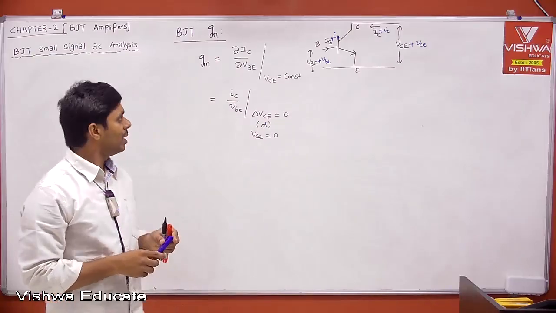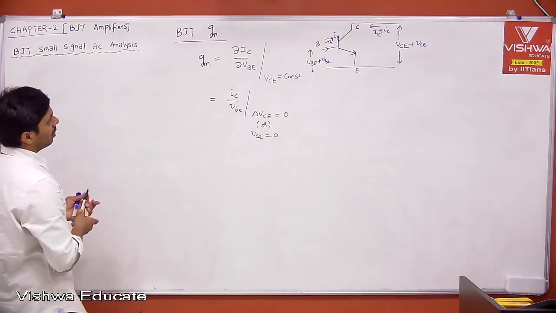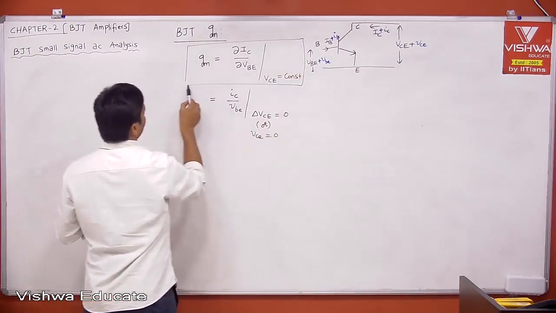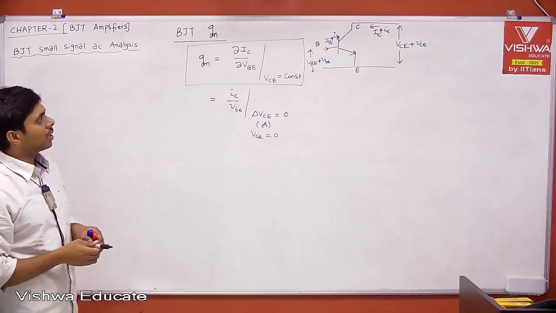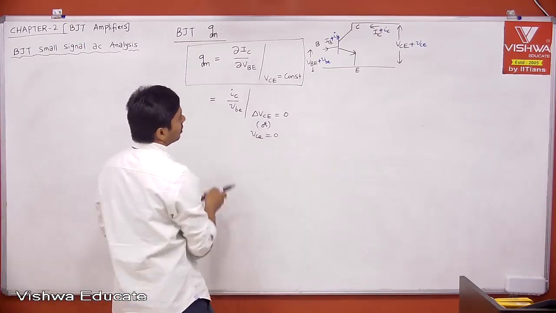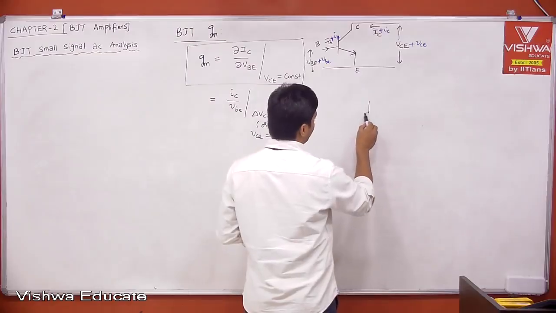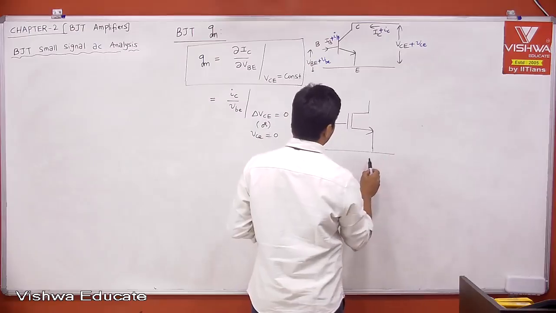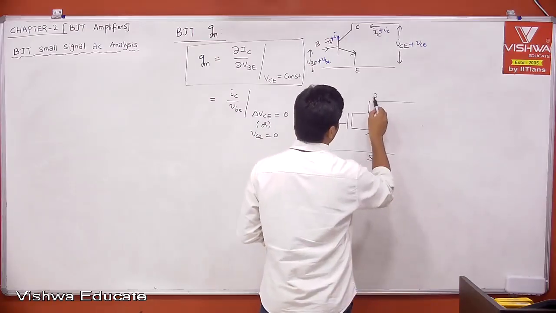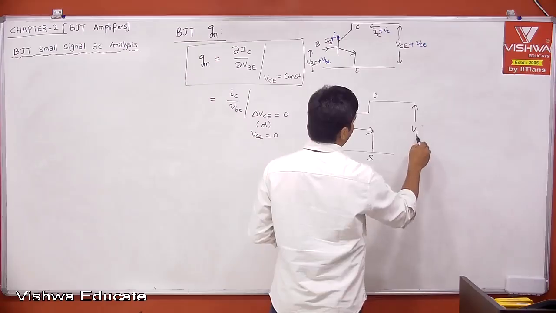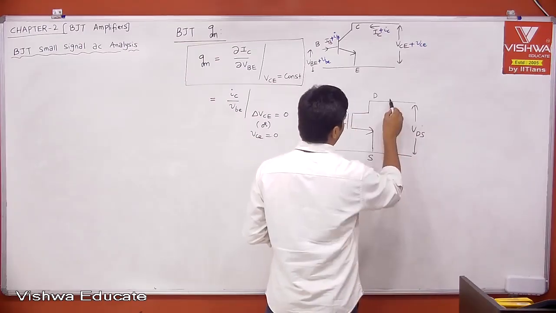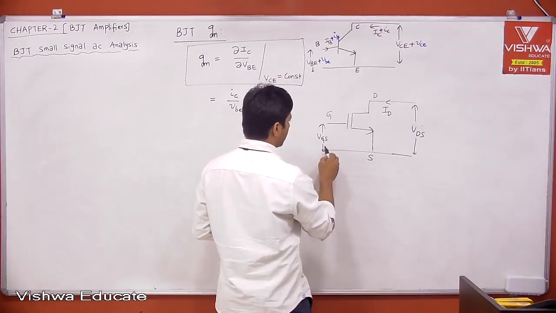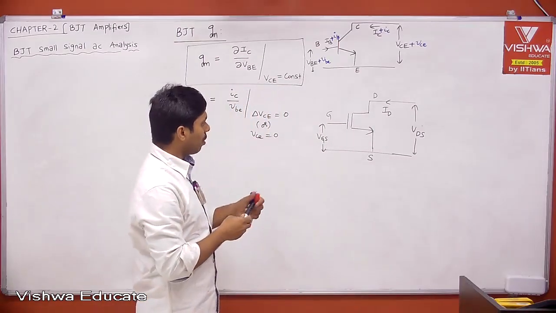Anything is fine. Okay. Now, this is the definition of your GM. Remember, it is not only for your BJT, this is true for your MOSFET also. In the case of MOSFET, maybe I can explain now. Let us say this is the gate, this is the source, and this is the drain. This is your VDS, capital VDS, and you have capital ID and capital VGS. Now, what is GM for this?